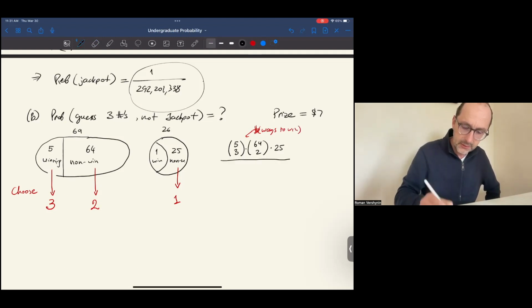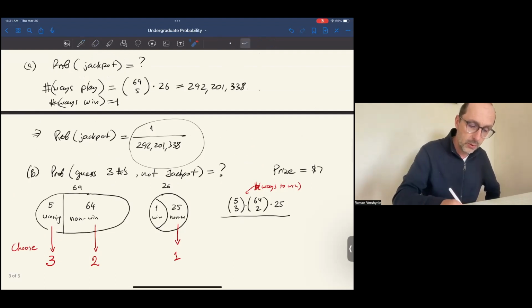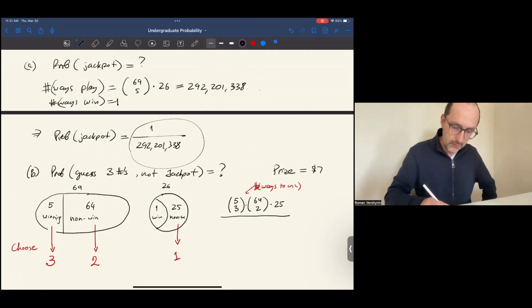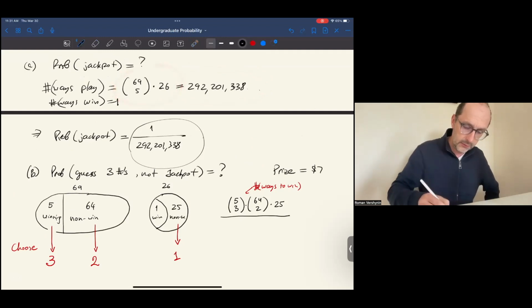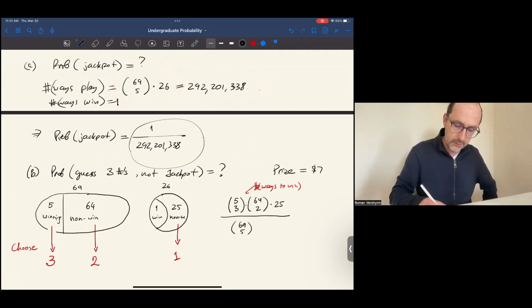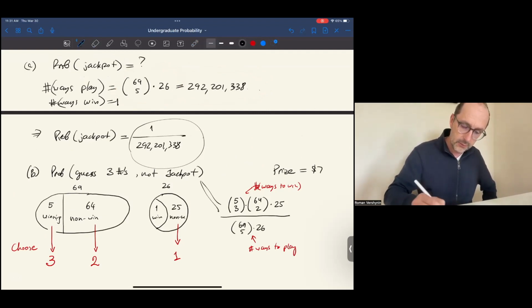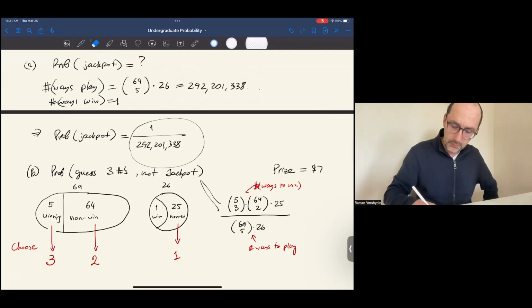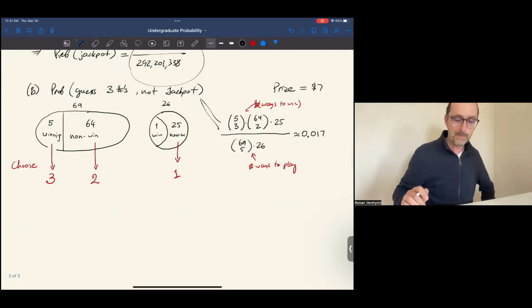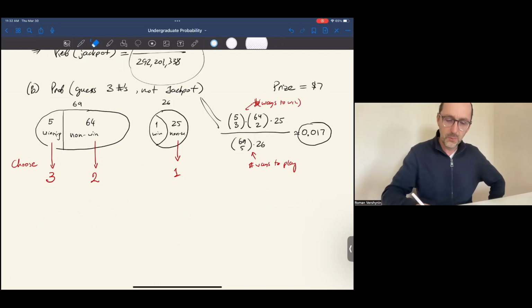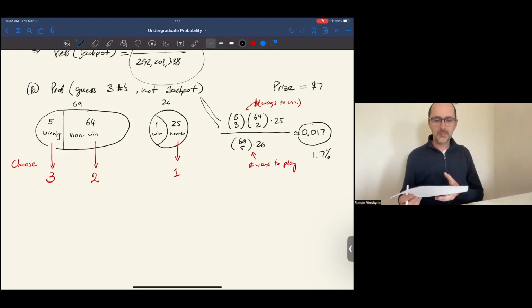This is the number of ways to win. And we still need to divide this by the total number of ways to play, which is 69 choose 5 times 26. And that is our probability. That is the answer. And the answer, if you compute this, would be 0.017. So that's the answer: 1.7% of winning the minor prize.